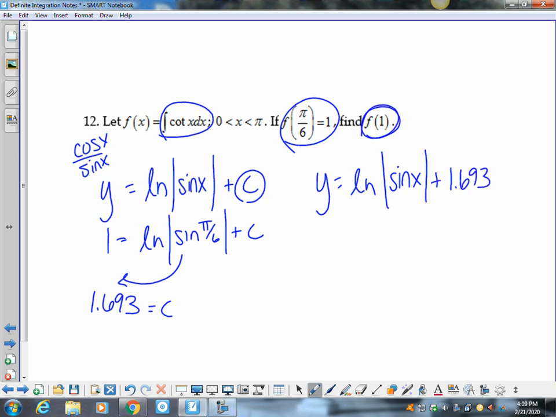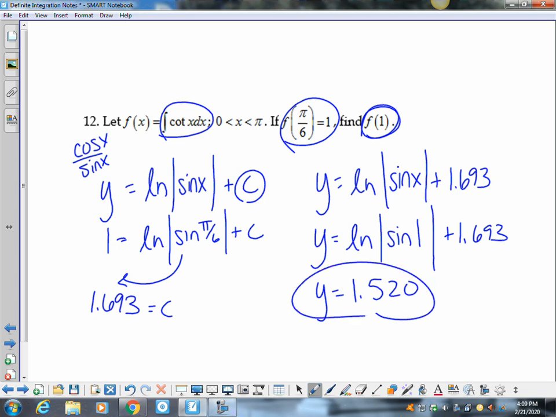And now it's asking for f of 1, which means plug a 1 in for x. And so I'm just going to straight up type this into my calculator. So I'm going to type in ln of sine of 1, close all your parentheses, and then plus 1.693. So I would practice typing that in and making sure that you get the correct decimal.